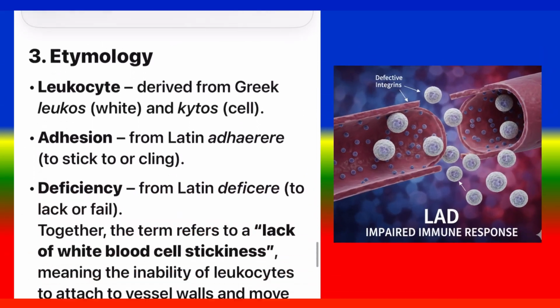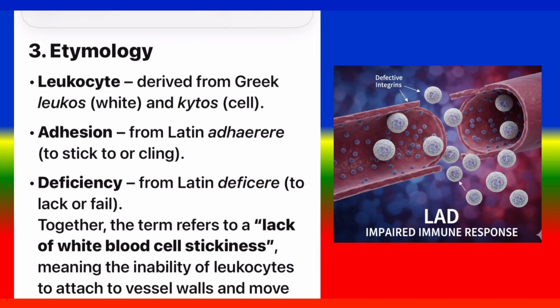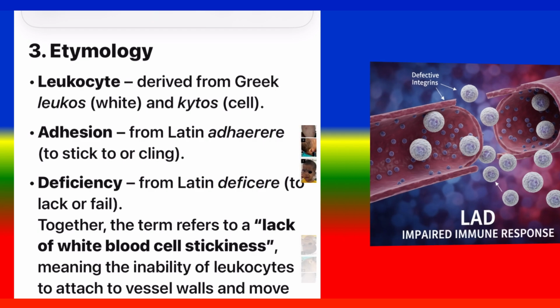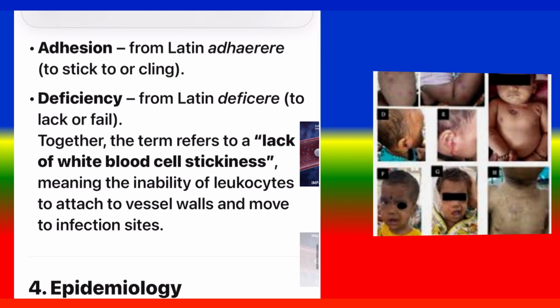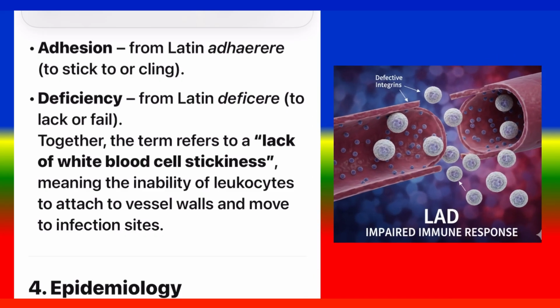Number 3. Etymology. Leukocyte, derived from Greek leukos, white, and kytos, cell. Adhesion, from Latin adhaerere, to stick to or cling. Deficiency, from Latin deficere, to lack or fail. Together, the term refers to a lack of white blood cell stickiness, meaning the inability of leukocytes to attach to vessel walls and move to infection sites.